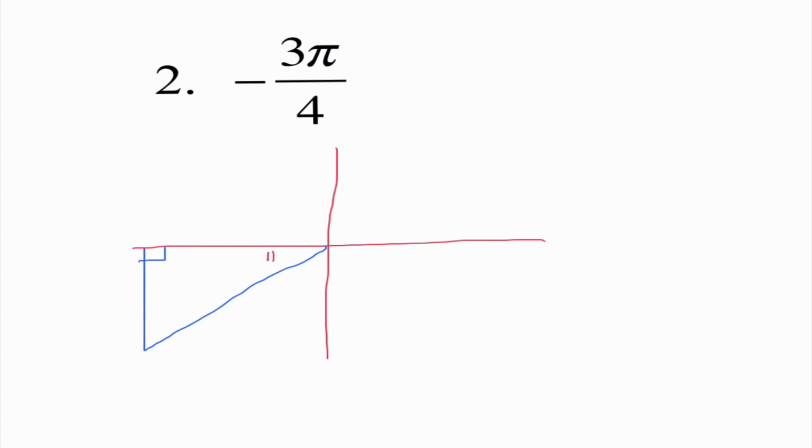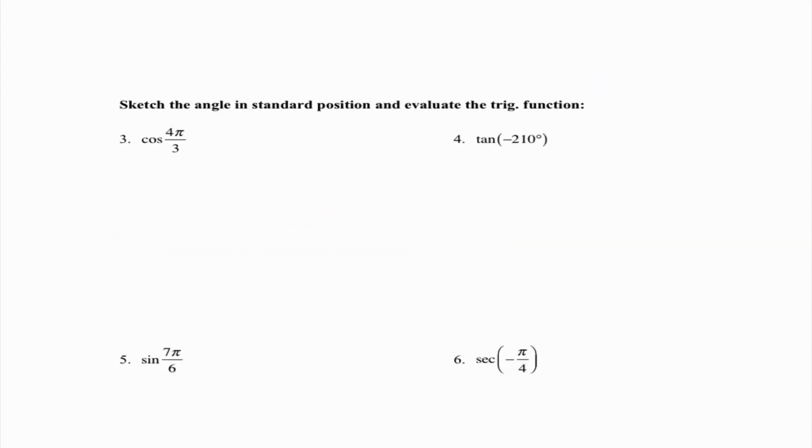So I'm going to say this is pi over 4. Okay, some of you could have done this in a slightly different way. If you had converted this into degrees, you would have seen that this was -135 degrees, and this would be 45 degrees away from the x-axis. So either of those answers would be correct.